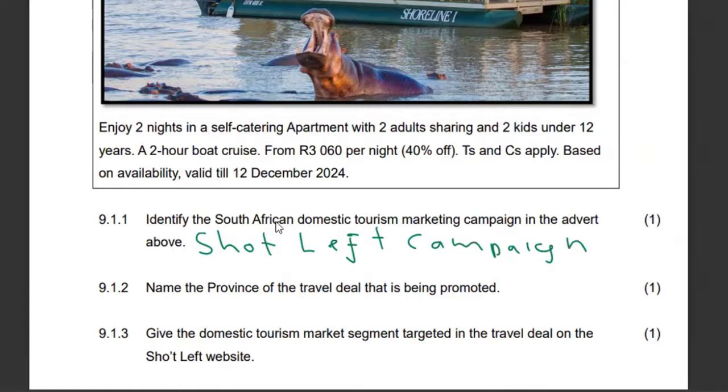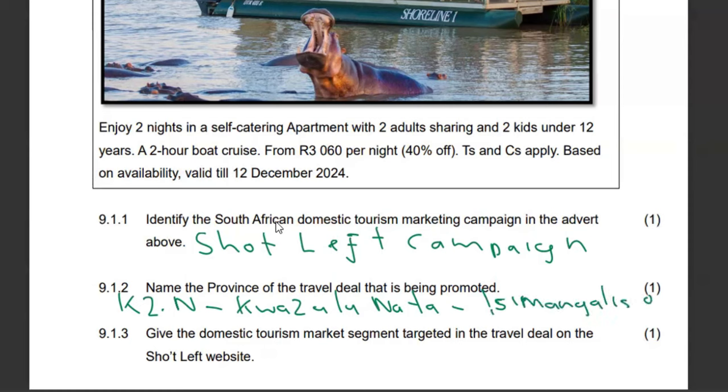Name the province of the travel idea. This is known as KZN, KwaZulu-Natal, because that place is the Isimangaliso Wetland Park. So that's why we are saying that it is KZN.